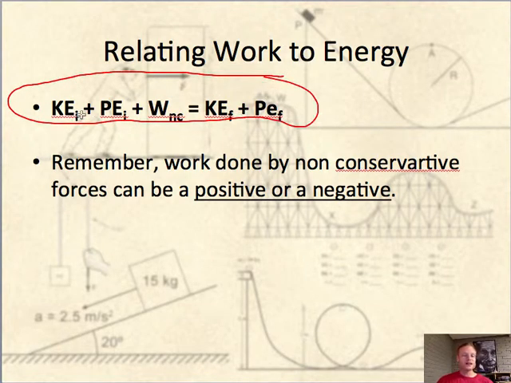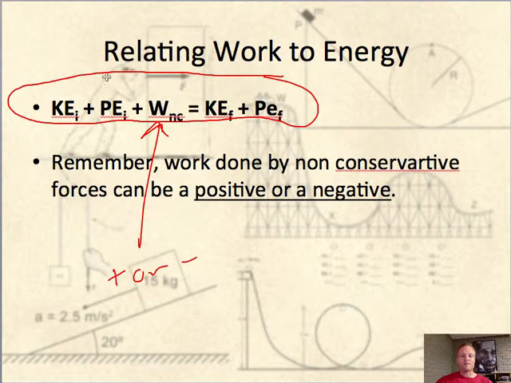The initial kinetic energy plus the initial potential energy plus any work that is added from non-conservative forces will equal the final kinetic energy plus the final potential energy. And just a reminder, work by non-conservative forces can be positive or negative. So this term right here can be positive or negative. You just have to figure out, is the force and the displacement in the same direction or in opposite directions? That determines whether that term is positive or negative.